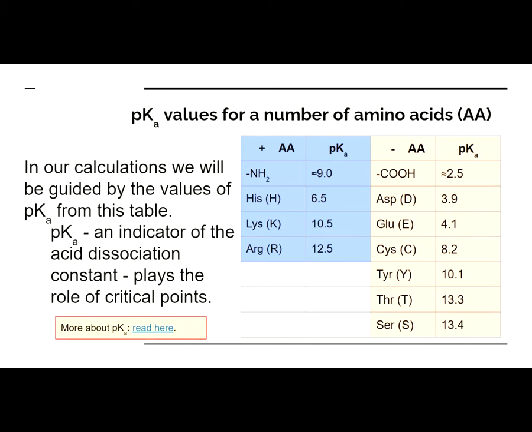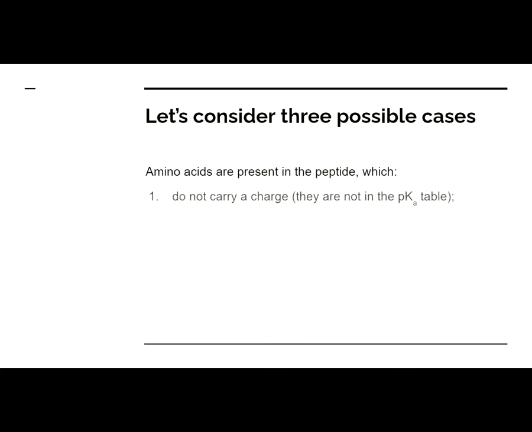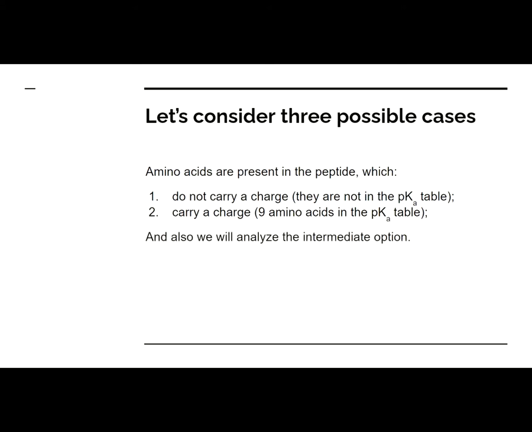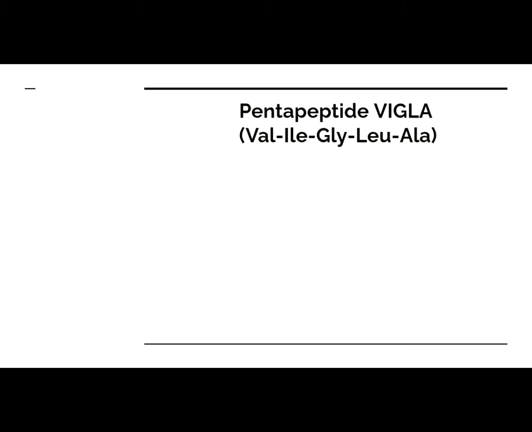Let's consider three possible cases. First, amino acids present in the peptide which do not carry a charge. They are not in the pKa table we have just seen. Second, they carry a charge, so these amino acids are present in the pKa table. And third, we can analyze the intermediate option. We shall draw the peptide formulas with the chemical editor ACD ChemSketch. This is a freeware program for educational use.